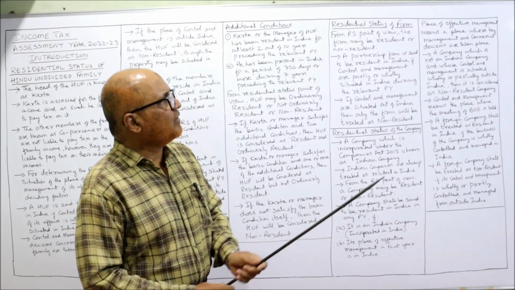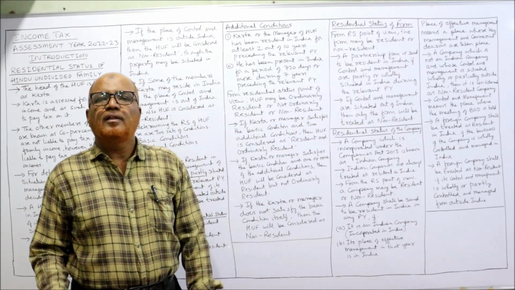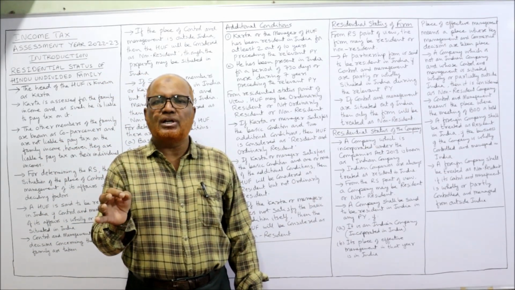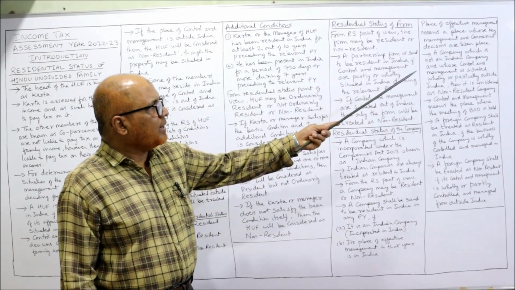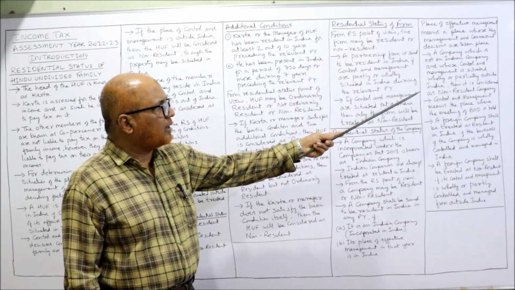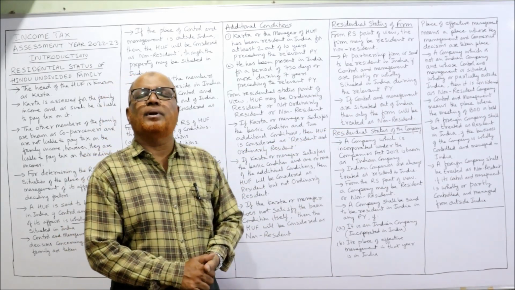Place of effective management means a place where the management and commercial decisions are taken. That means all the board meetings, all the important decisions are taken. That is called the effective place of management. A company which is not an Indian company and whose control and management is situated wholly or partly outside India is considered a non-resident company.